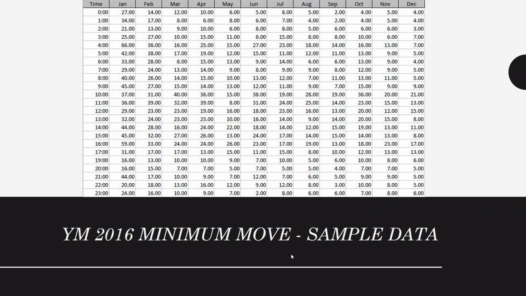Well, this is a minimum move for the Dow Jones, and this is based on the rates of 2016. So let's take, for example, 1300, which is 1 p.m., and that encompasses the move from 12:01 to 1 o'clock p.m. And you can see that in January, it moves 32 points. And let me highlight this.